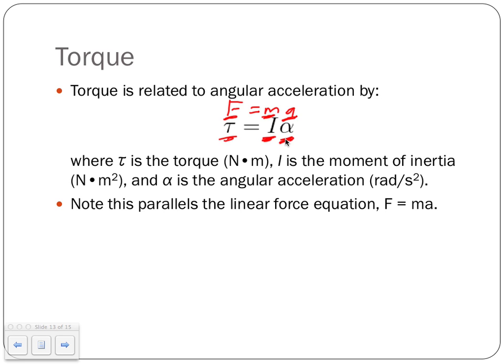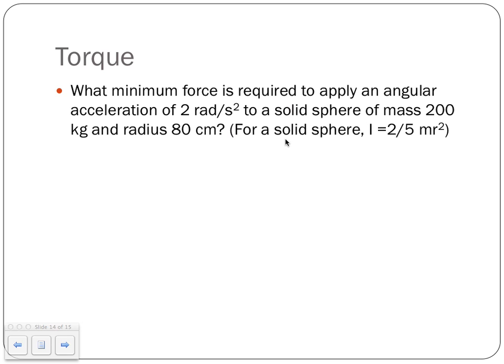So let's try to apply some of this here. Let's say we have a question. What minimum force is required to apply an angular acceleration of 2 radians per second squared to a solid sphere of mass 200 kilograms and radius 80 centimeters? This solid sphere is not a point mass, so we have to have an equation for it. For a solid sphere, the moment of inertia I is equal to 2/5 mr squared, where m is the mass of the sphere and r is the radius.